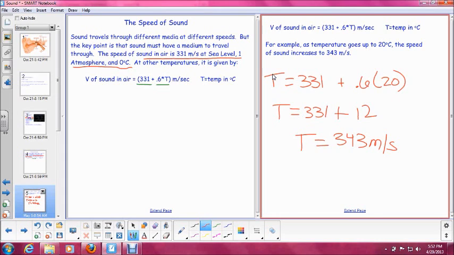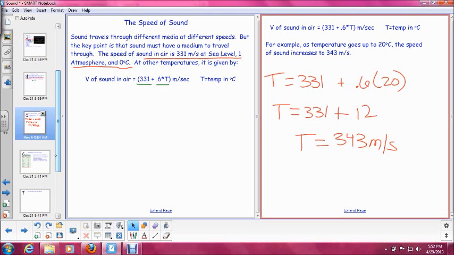So as you can see, as the temperature increases in air, the speed of sound also increases. So it turns out on a hot summer day, the sound is traveling faster through air than it is in the middle of the winter when it's freezing outside on the campus.